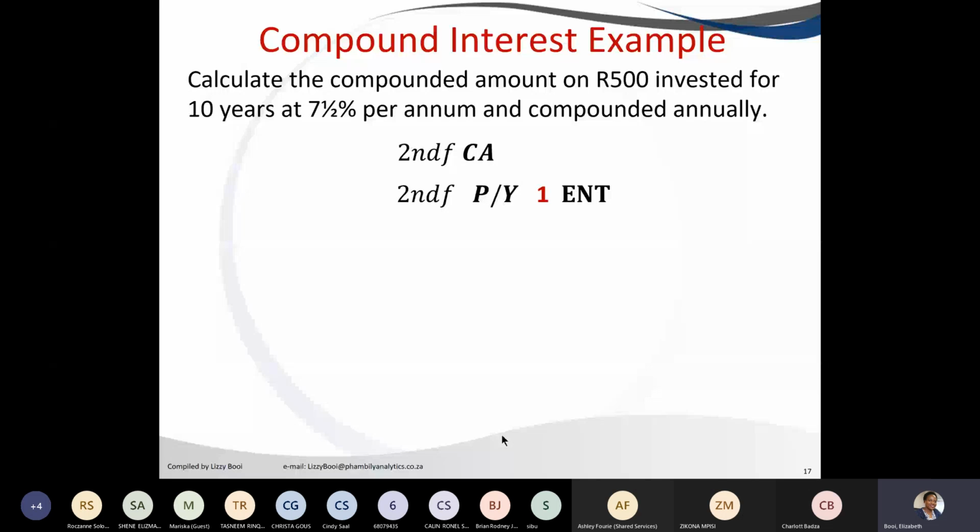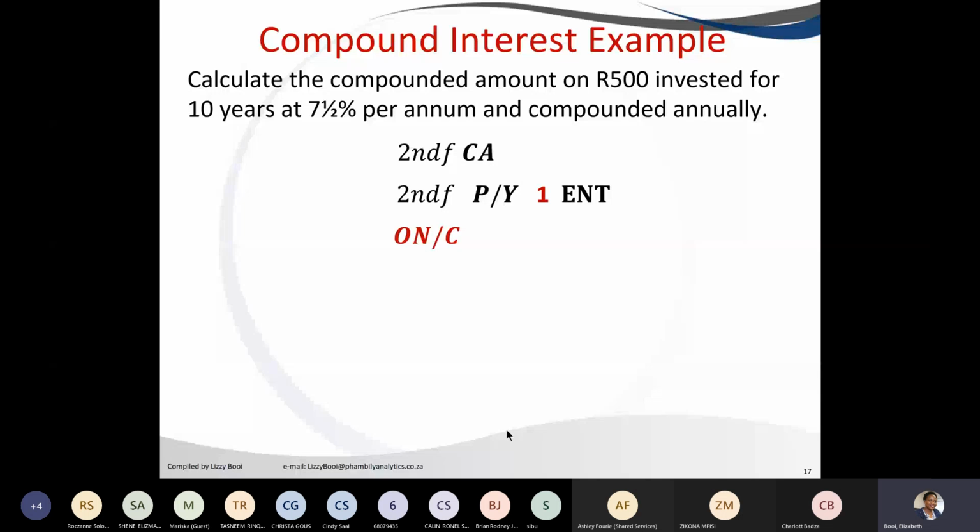Second function P/Y, there is a P/Y on your calculator. It's the first line there after the arrows, there is a P/Y, that is to store the compounding periods. Second function, P/Y, 1, remember, compounded yearly, 1, our compounding period, ENT, and then you press on and off the red button. Your compounding periods are stored on your calculator.